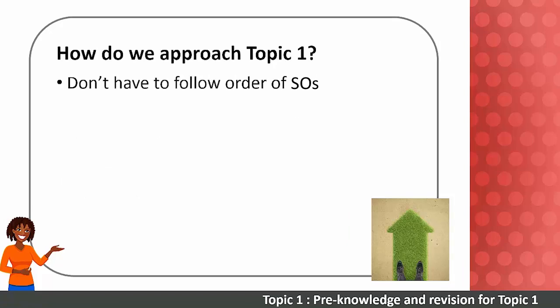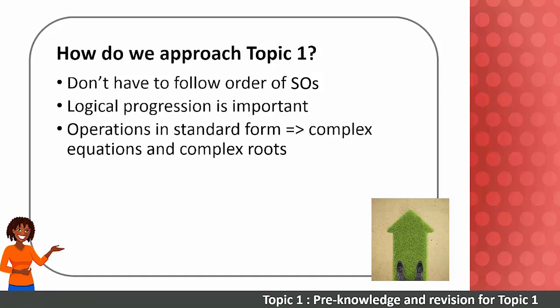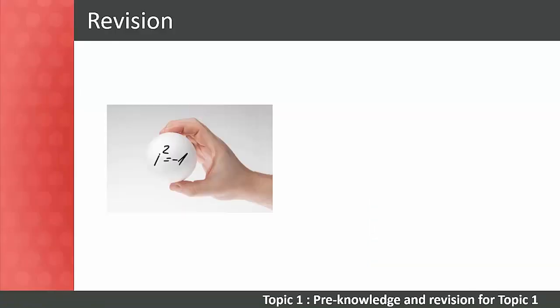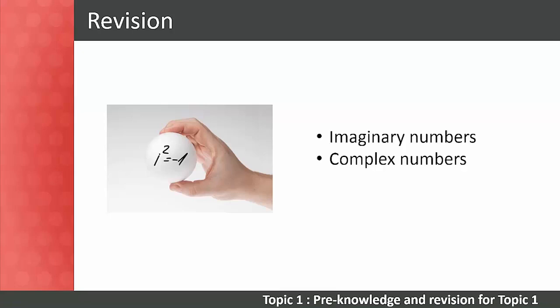Lecturers don't always have to follow the exact order of the subject outcomes when teaching a new topic. There's no right or wrong approach, so long as you provide a logical progression of knowledge. Some lecturers like to move from operations in standard form straight onto complex equations and complex roots, before teaching operations in polar form and De Moivre's theorem. Others prefer to just follow the order of the subject guidelines. As we have discussed, lecturers will almost always have to do some revision with Topic 1. For the purpose of this math support package, we'll start off by briefly revisiting imaginary numbers and complex numbers from Level 3.